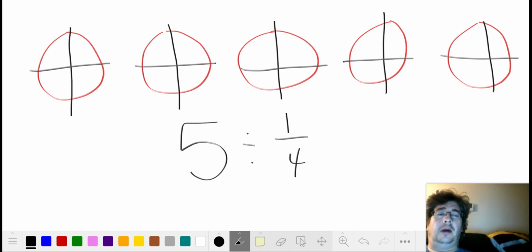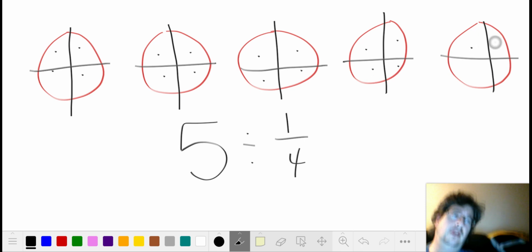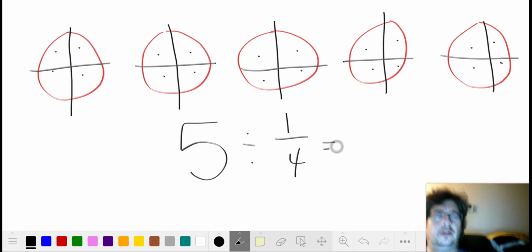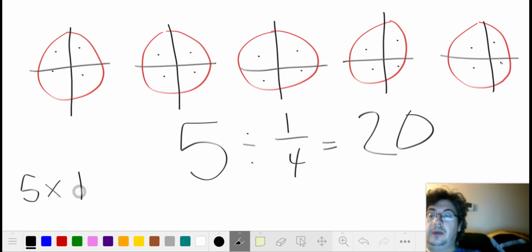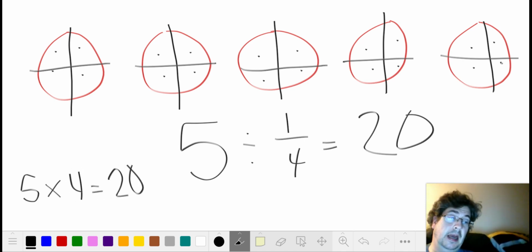And again, we can use our model and just count how many fourths we have. 1, 2, 3, 4, 5, 6, 7, 8, 9, 10, 11, 12, 13, 14, 15, 16, 17, 18, 19, 20. So that's going to give me 20 fourths. So 5 divided by 1/4 is 20. Takes 20 fourths to make 5 wholes. Of course, we can use our multiplication. We have 5 whole pizzas, and each pizza is divided into 4 sections. So 5 times 4 also gives us 20. Not bad.